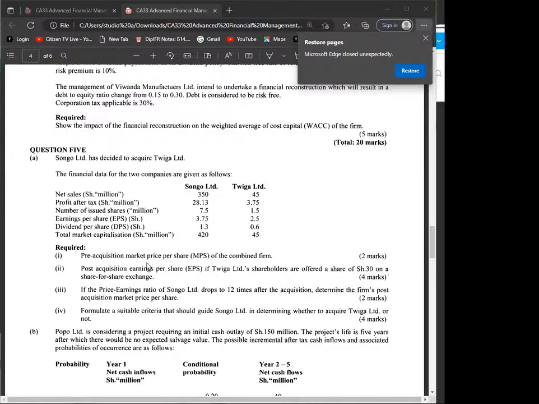The market price of the predator? Yes, I can see the market price of the predator. It is the total market capital, which is 420. The total market capital, which is 420, divided by the number of shares issued, which are 7.5.